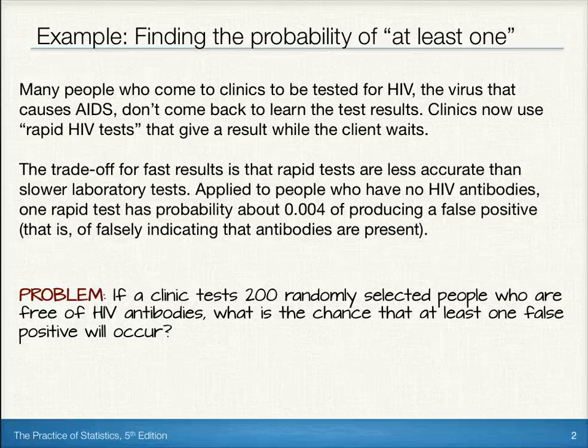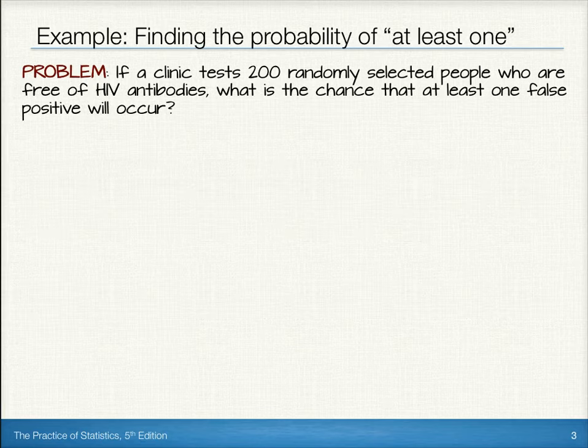Applied to people who have no HIV antibodies, one rapid test has a probability of about 0.004 of producing a false positive, that is, falsely indicating that antibodies are present. So, if a clinic tests 200 randomly selected people who are free of HIV antibodies, what's the chance that at least one false positive will occur?